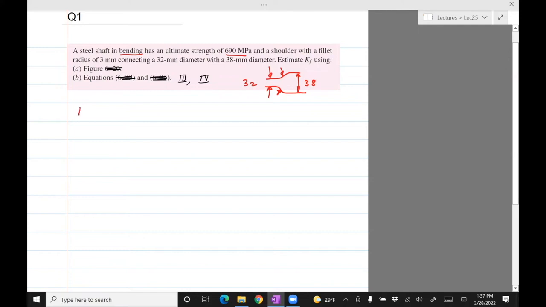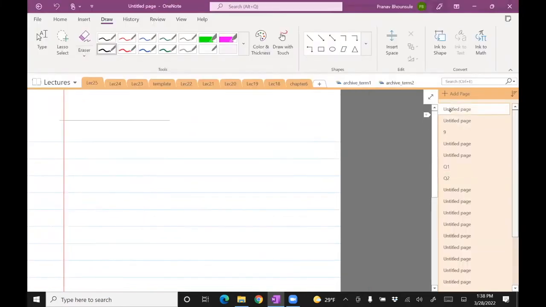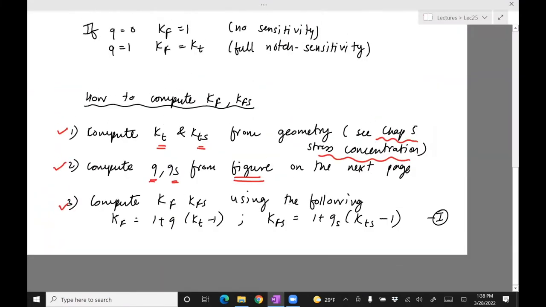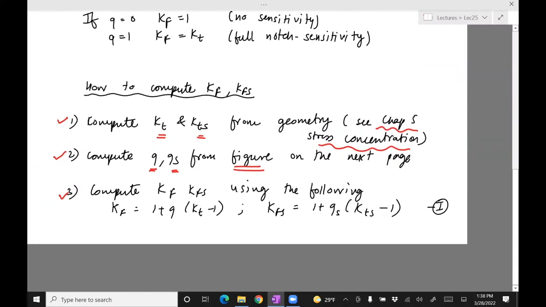Okay, so we need to estimate KF. I'll show you that you can get the same answers if you use the figure, that is that plot of Q versus R, as well as using the equations which involve the Neuber constant. So we'll do it both ways and you'll see that the answers match. So let's do it. Let's go to part A. It's basically going off this: just 3 steps. We're going to follow these 3 steps and get a value for KF.